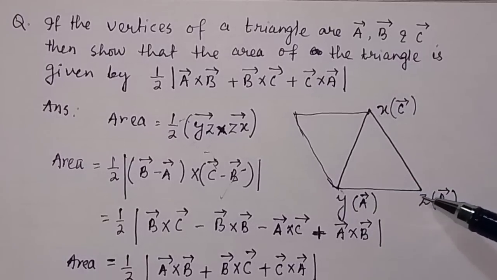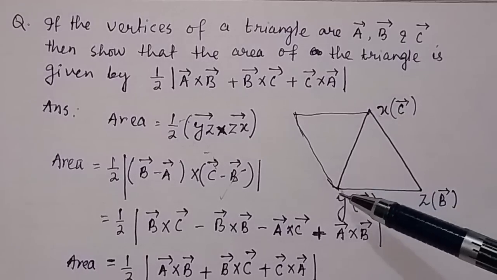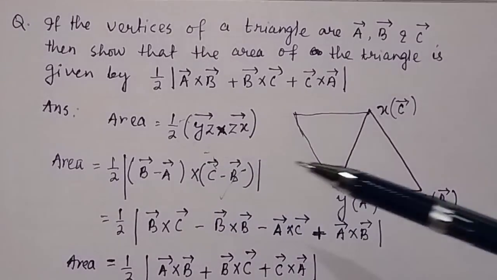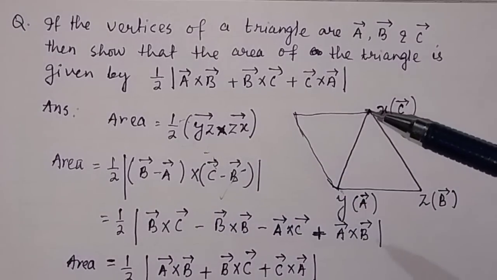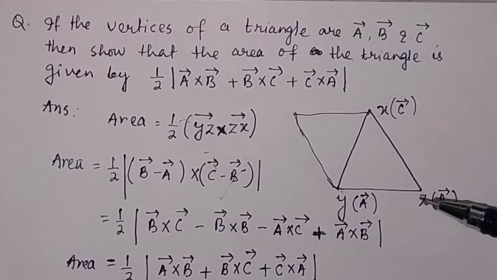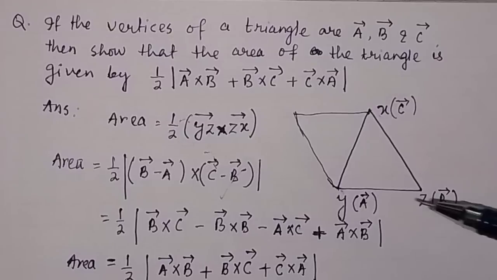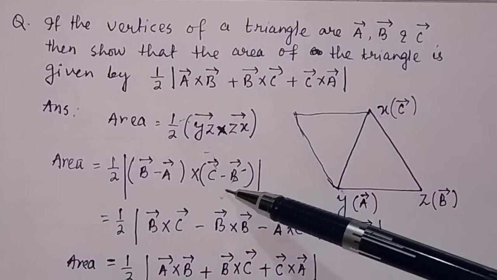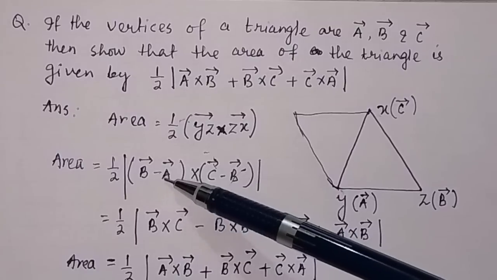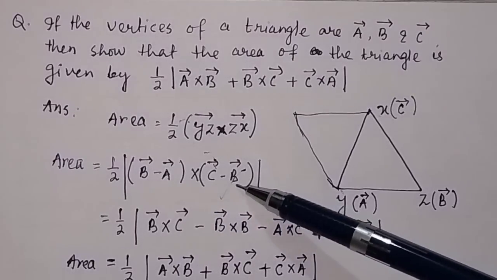Then what will be the YZ vector? You see, YZ vector will be equal to B vector minus A vector. So in YZ you write B vector minus A vector. Similarly, for this vector ZX, the vector will be equal to C vector minus B vector. So I have written here C vector minus B vector. So you have to take the cross product of B minus A cross C minus B.